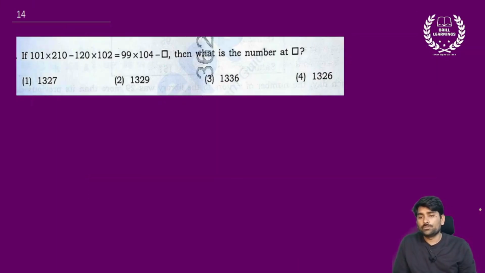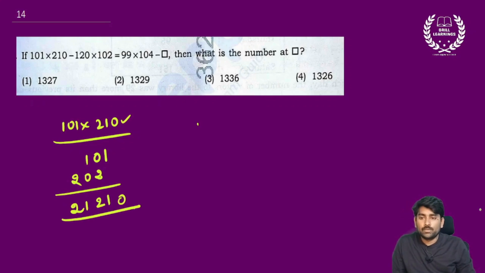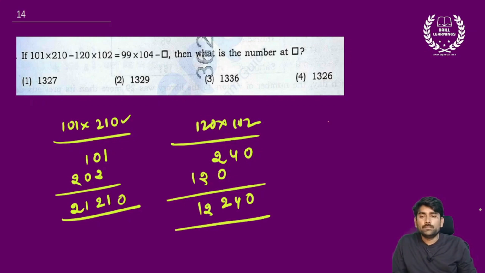It is a simplification question. First, calculate the multiplications here. First one is 101 into 210. So 1 ones are 1, 2 ones are 2, 1, 2, 1, 2. 0 is here, that is a 0. So first one is this value. And 120 into 101: 2 2s are 4, 2 ones are 2. So 0 means directly I can write 2, 2, 1. So 4, 2, 2, 1. This value is this.